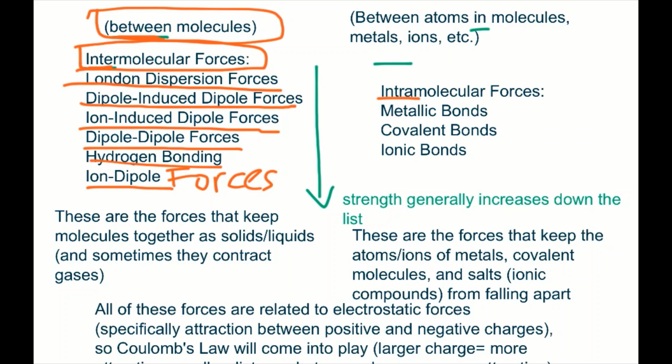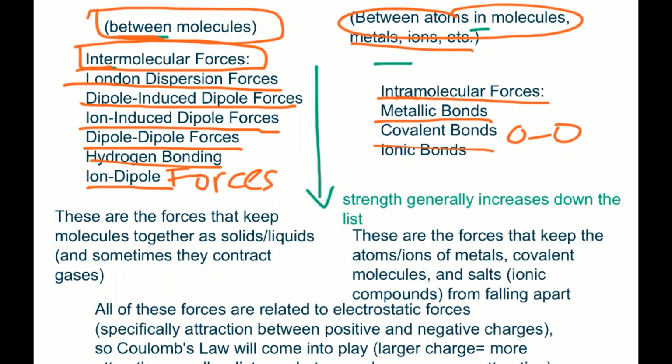Intra simply means in, and when I say intramolecular forces, I mean between the atoms in molecules, metals, ions, etc. So for example, we have metallic bonds, which we will learn about soon, covalent bonds, which we have already learned about, it's just the bonds between atoms, and an ionic bond, which is a bond between a cation and an anion. Now, intermolecular forces keep the molecules together as solids and liquids, and sometimes they can contract gases.